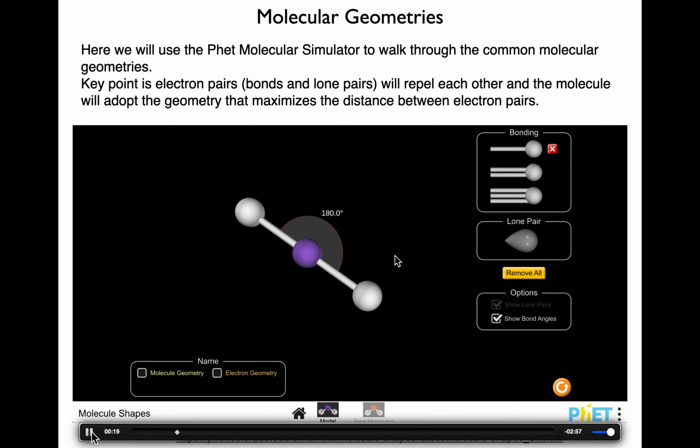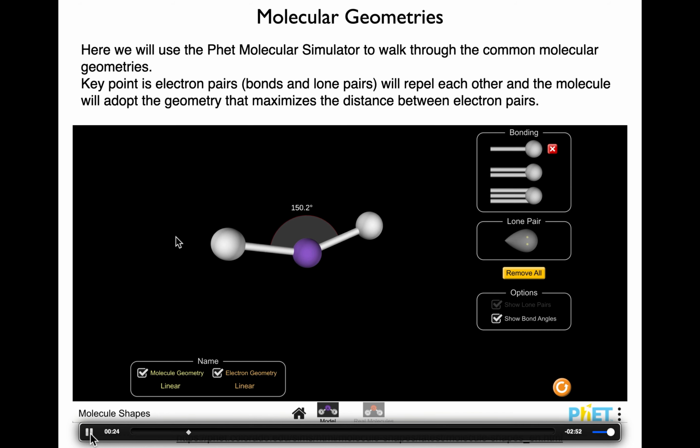They're maximizing their distance. I can click show the molecular geometry and the electron group geometry. In this case, they're both linear. They're going to be the same because there are no lone pairs, right? We can see this is a linear molecule. All the atoms line up in a line, right?